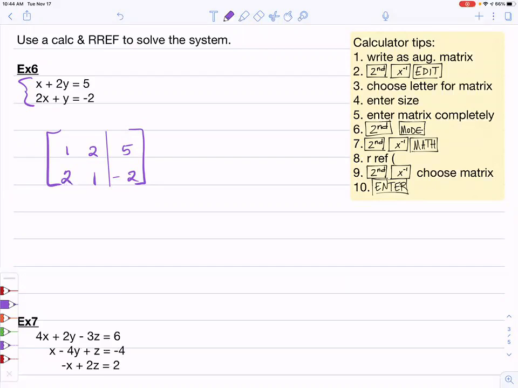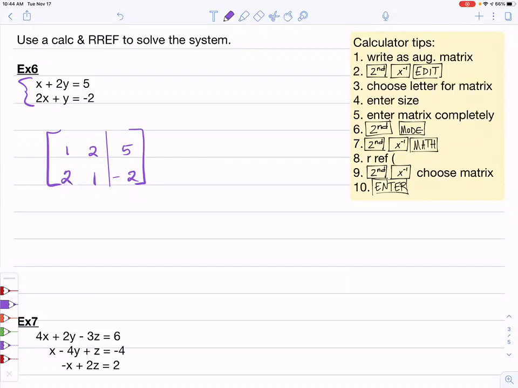So go over to the edit column. And let's choose a letter for the matrix. How about A? Since it's our first matrix ever. Are there any matrices in yours, Becca? In my calculator? That's fine. So just go into A because you can write right on top of the old one. Okay? Let's go into A.